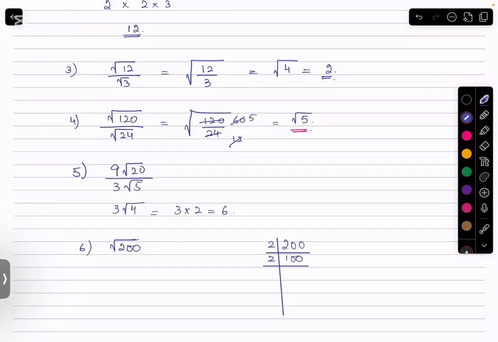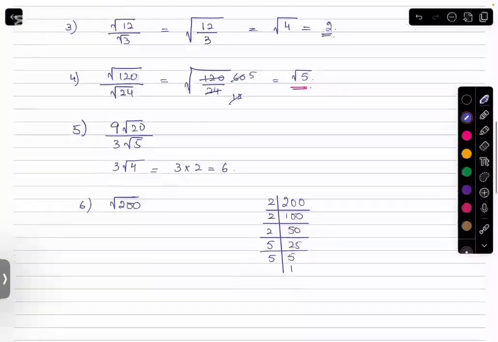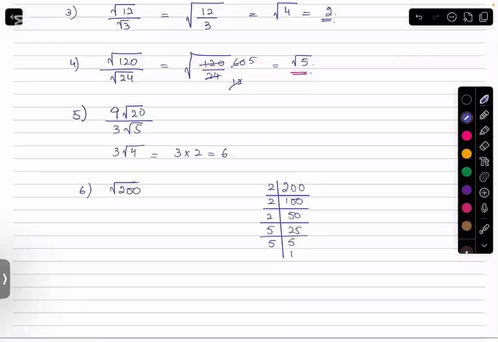50. What should be next? 25. Right. And then a 5 and a 5, and then a 1. So 2 times 5, and then we have a 1. What should be my answer?